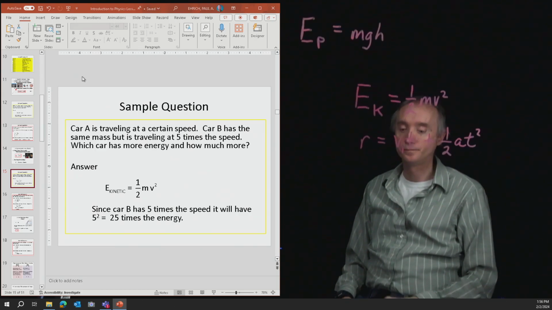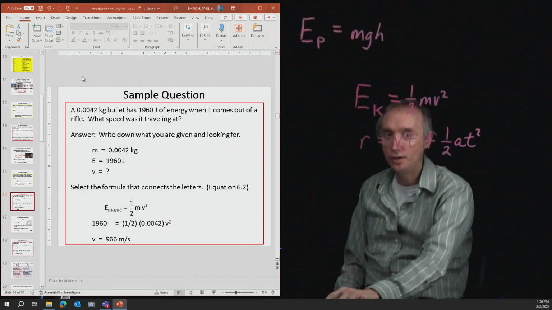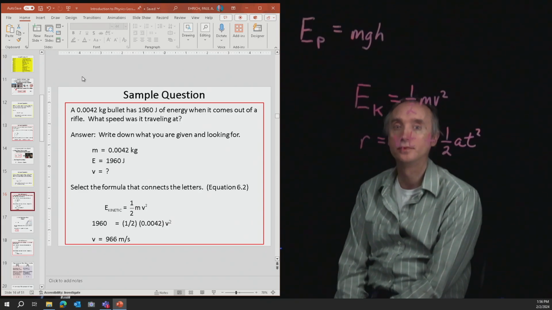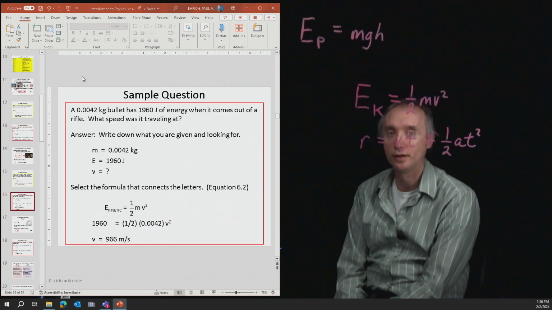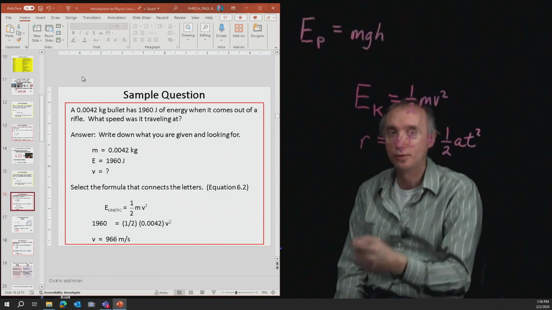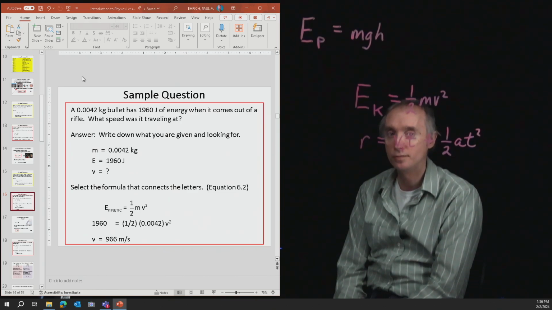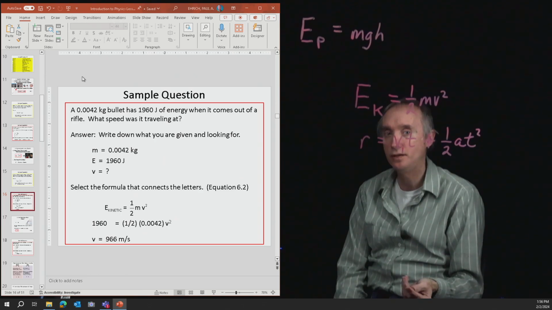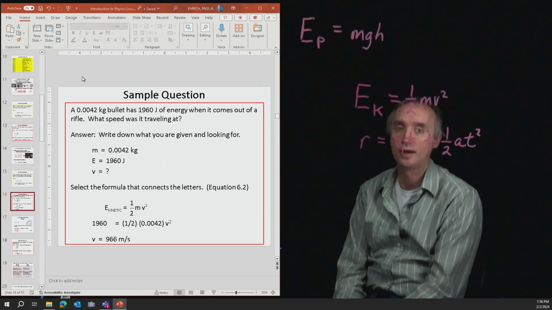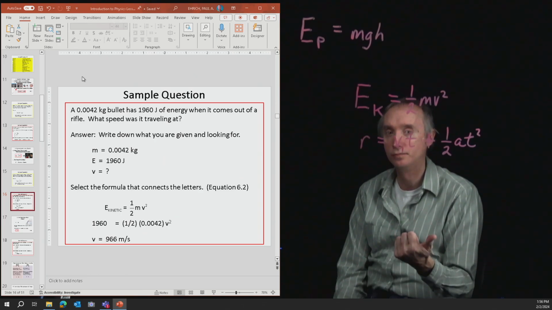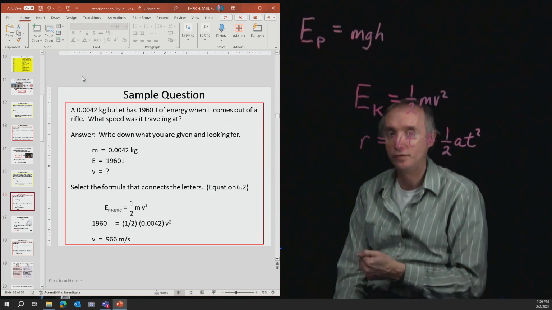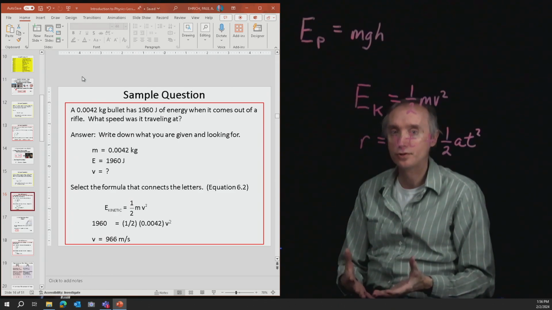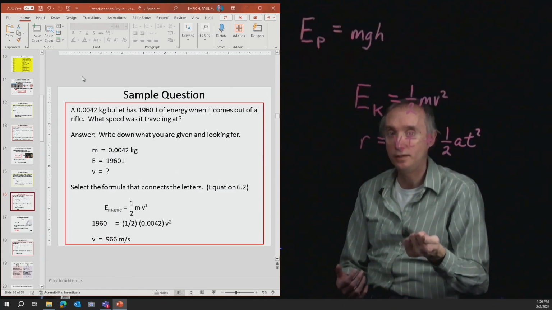Now this one here, here's your math one. So you've got a bullet, and I give you the mass of the bullet. It has a certain amount of energy when it's fired out of a rifle. What was the speed that the bullet was traveling at? So I gave you the m, I gave you the E, and you need to find the v. So what's an equation that has an m, an E, and a v in it?